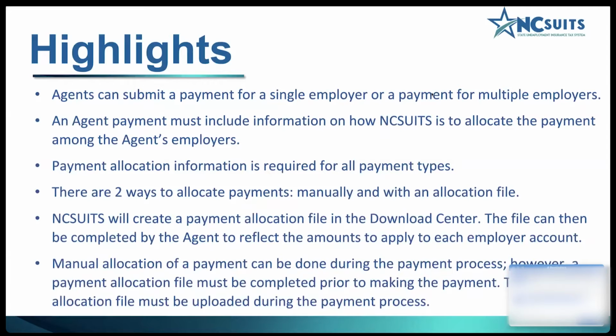There are two ways to allocate payments: manually and with an allocation file. NC Suits will create a payment allocation file in the Download Center. The file can then be completed by the agent to reflect the amounts to apply to each employer account. Manual allocation of a payment can be done during the payment process. However, a payment allocation file must be completed prior to making the payment. The payment allocation file must be uploaded during the payment process.